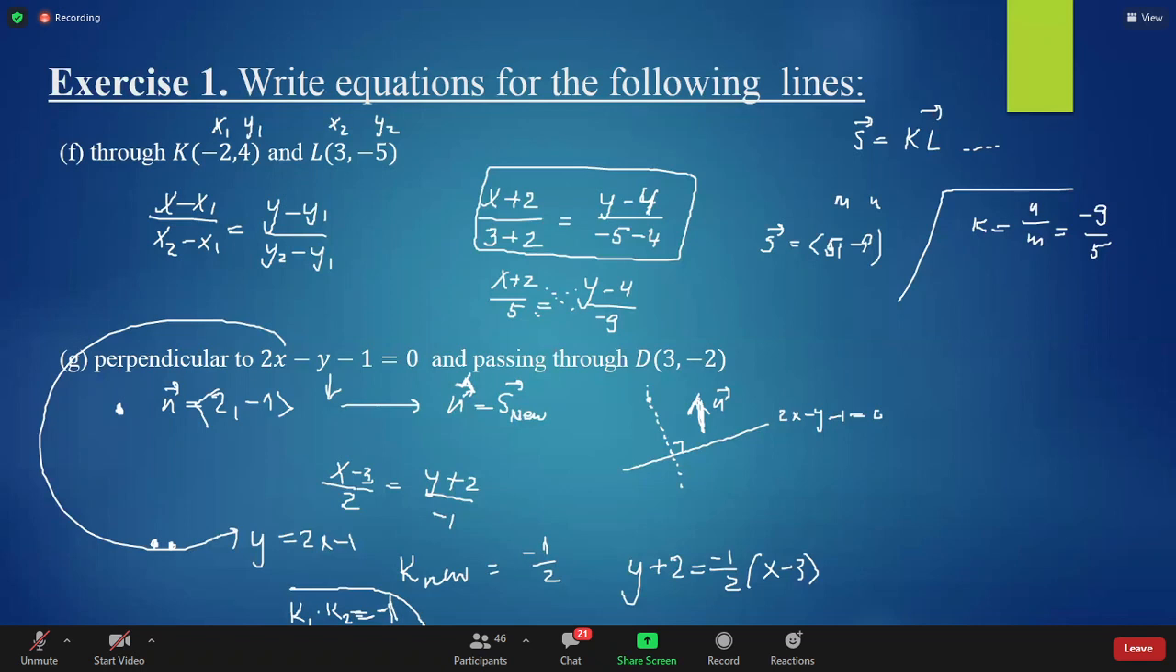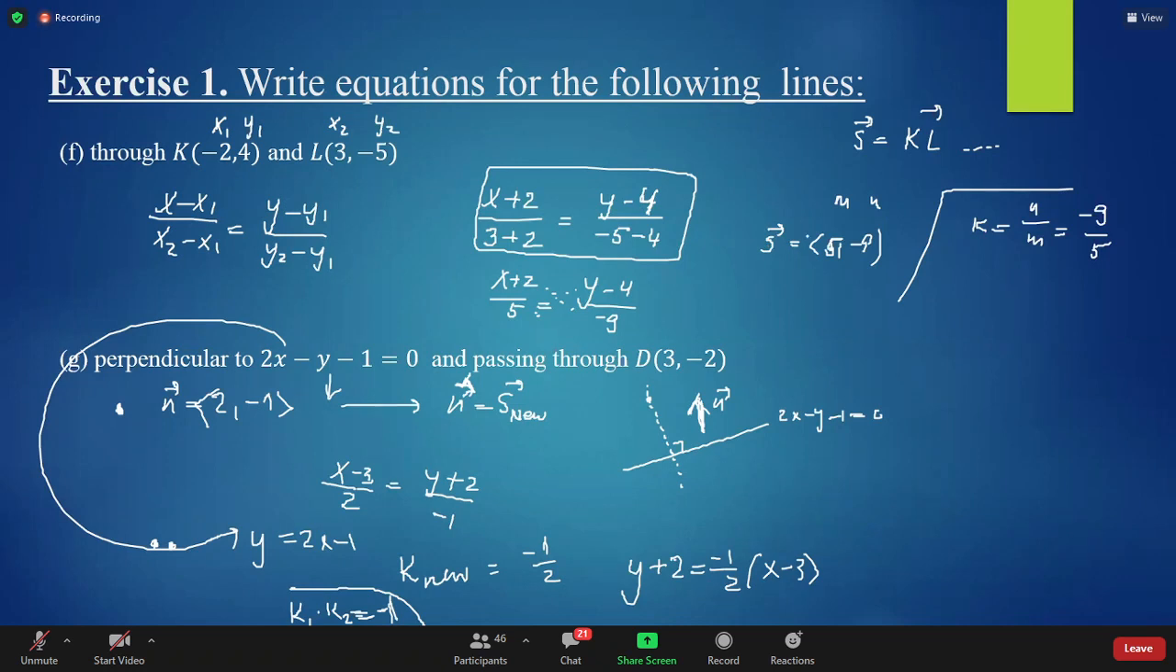Maybe you want to use the normal vector changing to the direction of the new line. Maybe you want to use the rule for the slope. It's up to you which you use. In the end, if you simplify these equations, you will get the same line, the same equation.